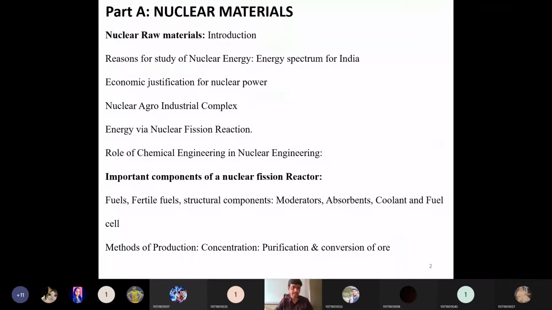As I was going through the syllabus yesterday, once again I will repeat the syllabus of this Unit 1. In this unit there are two parts: one is nuclear materials and the next is explosives and propellants. Part A will be the nuclear materials entirely. In this part, a general introduction about the nuclear materials.